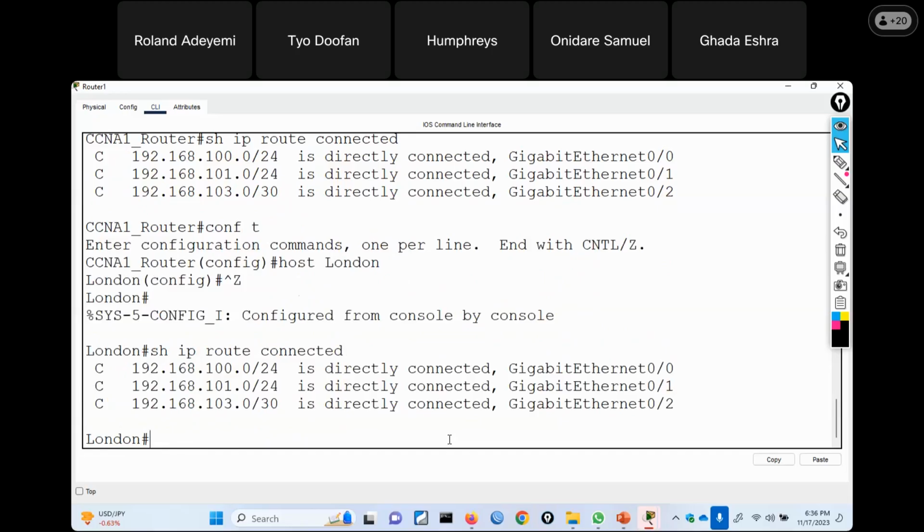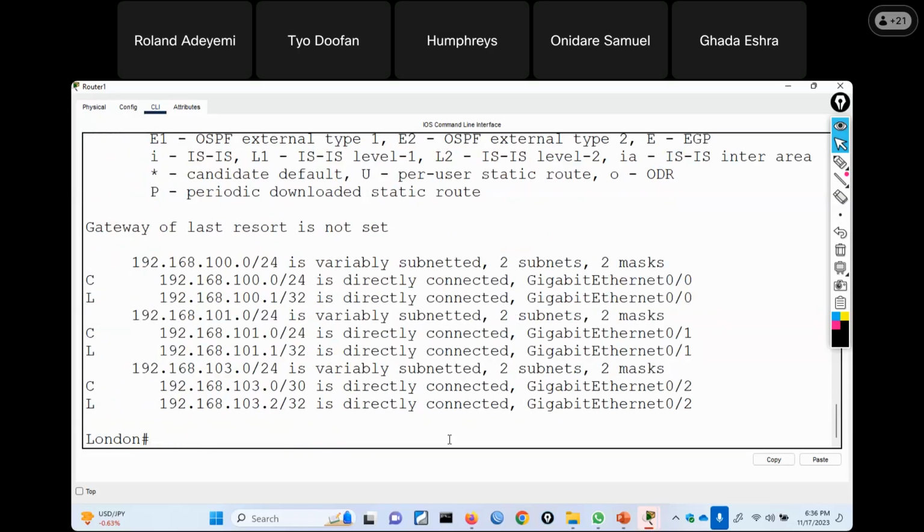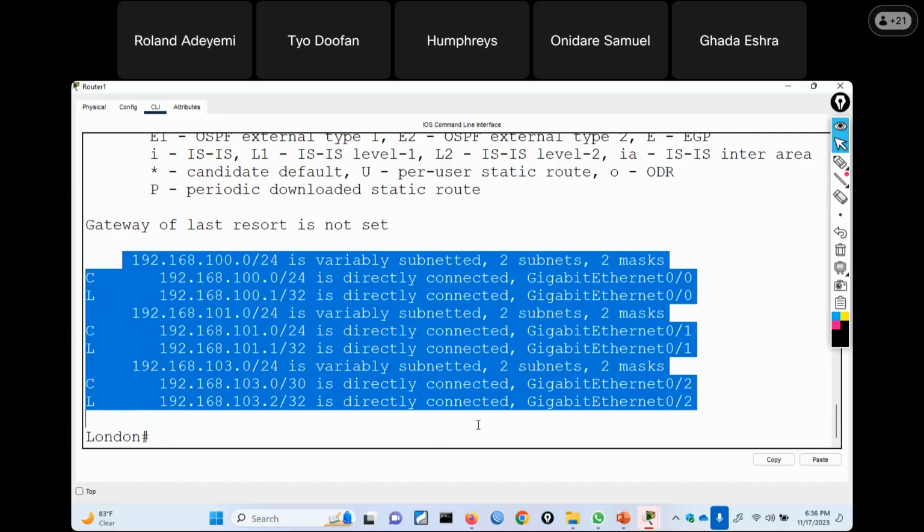Because they are directly connected, those are the only networks that this London router can reach. Let me remove the connected keyword so you can see all the networks that the router knows about. Look at them here. There's the directly connected, the local host that is configured on the interface, and this is another directly connected, and this is another directly connected. Now you realize that the network under Germany, which is 102.0, is not available in this routing table. And as long as that network is not available in this routing table, nobody under London will be able to reach that network in Germany. Nobody.